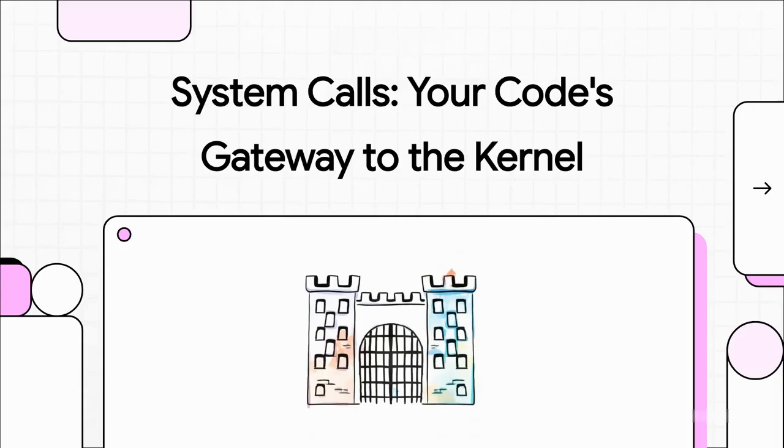You ever wonder how a simple Hello World program actually shows up on your screen? Or how your code can pull a file from your hard drive? Well, there's this powerful, kind of invisible thing happening in the background. And today we are going to pull back the curtain. All right, let's dive into the world of system calls, your code's one and only gateway to the computer's core.